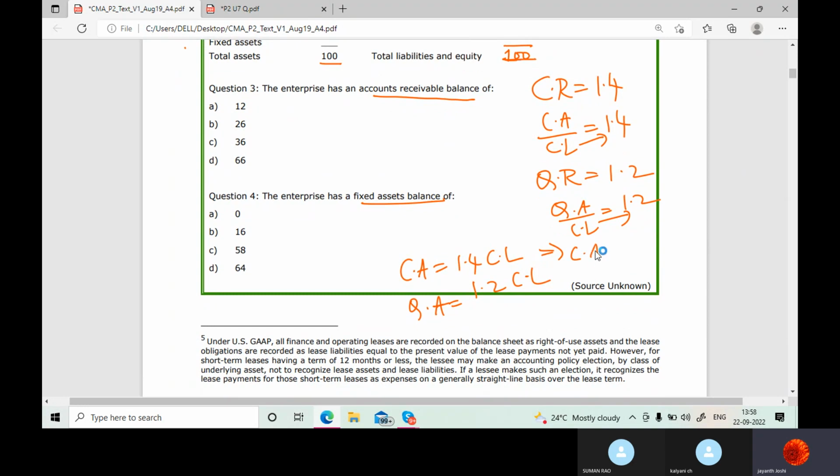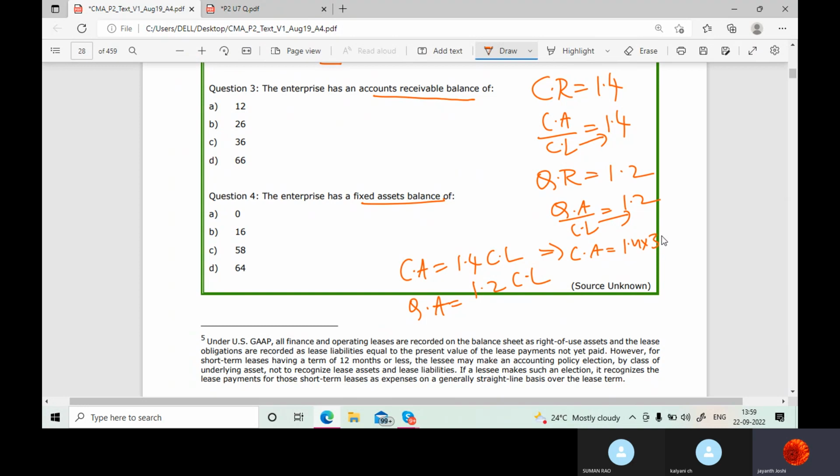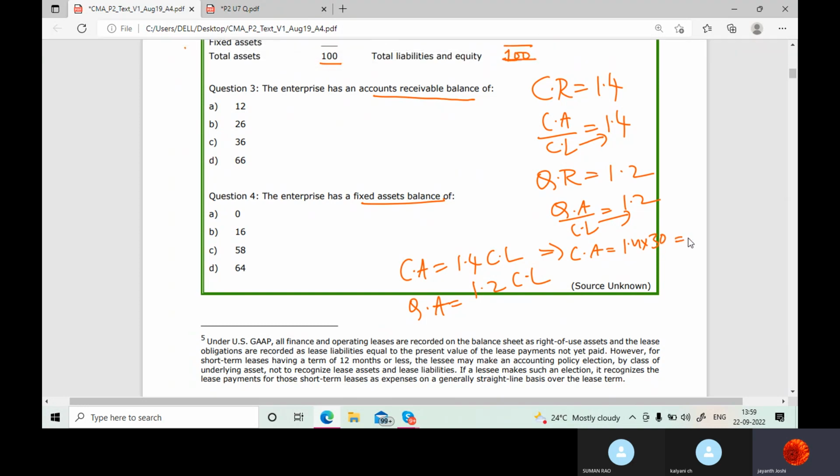So current assets is equal to 1.4 times 30. So 14 threes are 42. And quick assets would be 1.2 times 30, that is 36.